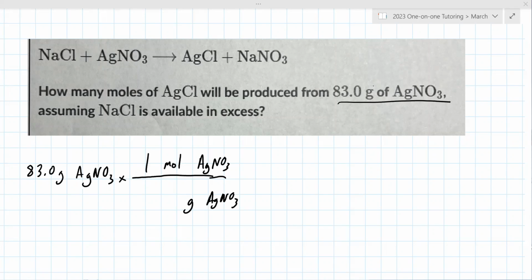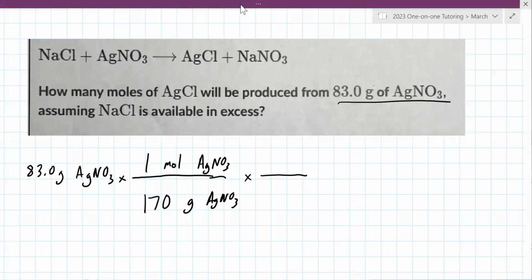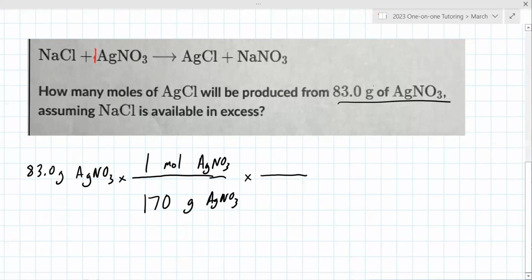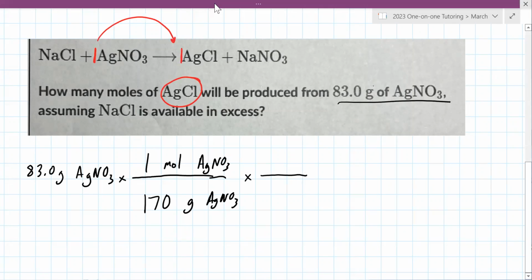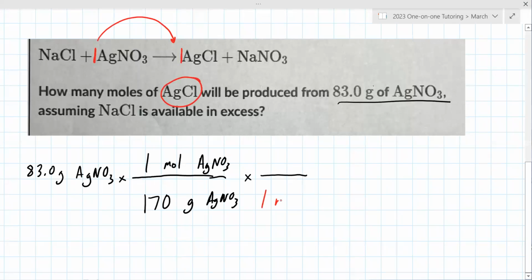I got 169.877. Maybe even just go 170. I don't know if your teacher cares about that, but now you're in moles. Now you're in a really good situation here. So you're now going to use the coefficients of AgNO3 to AgCl. You've got to show this, even though it doesn't really change anything. It's 1 mole AgNO3 on the bottom. That's got to match the top left. 1 mole AgCl up top.